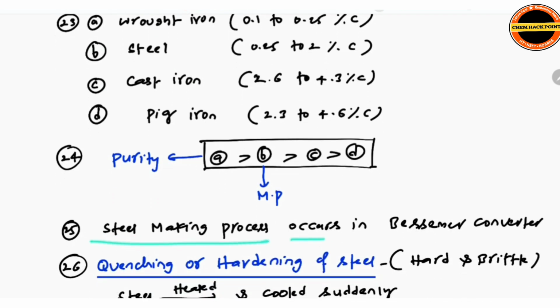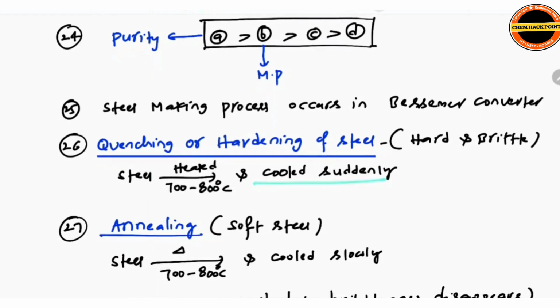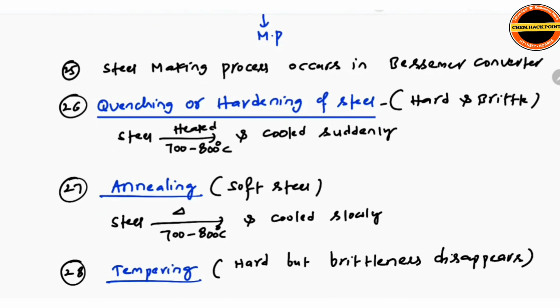Steel making process occurs in the Bessemer converter, a pear shaped converter. Quenching or hardening of steel: here the steel is hard and brittle. Steel when heated to 700 to 800 degrees Celsius and cooled suddenly, this process is known as quenching or hardening of steel.